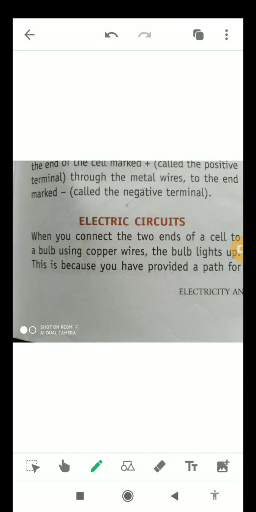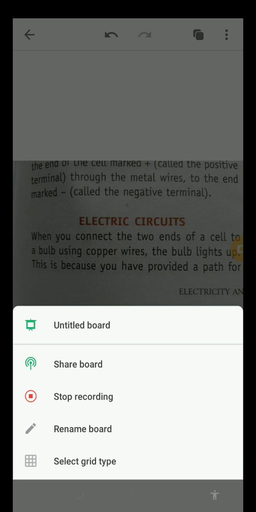Today in video number 34, I will tell you about electric circuit. Apart from this, I will also tell you about what the elements of an electric circuit are and what open and closed circuits are. And I will let you know why a fused bulb does not glow. Okay students, so let's start with the electric circuit.